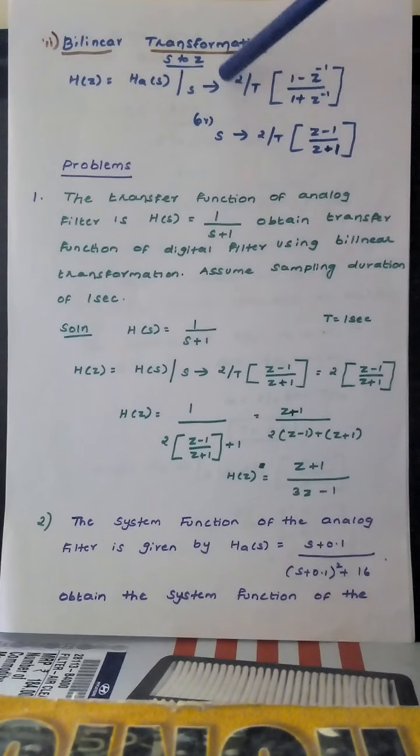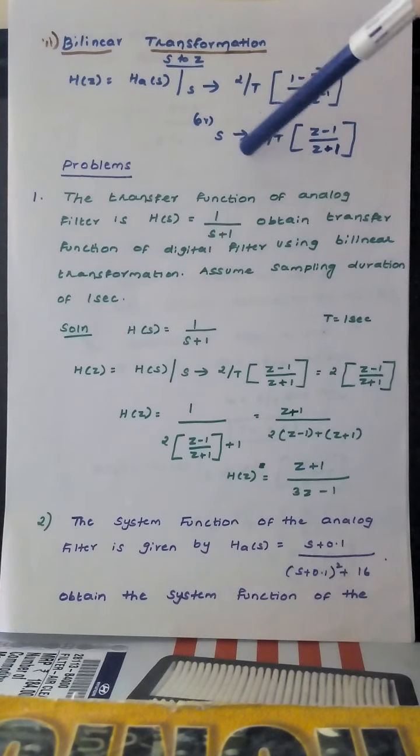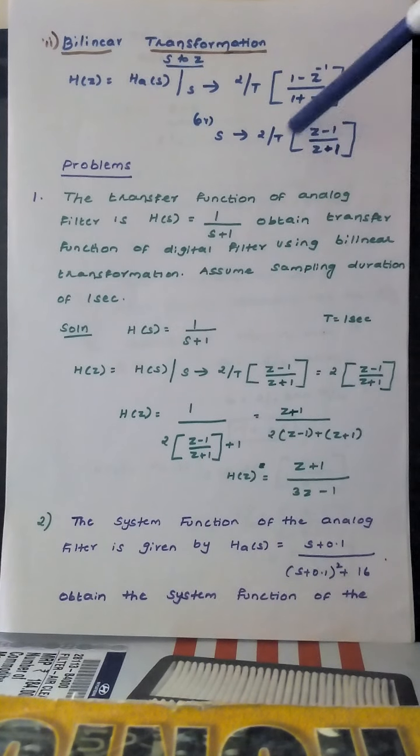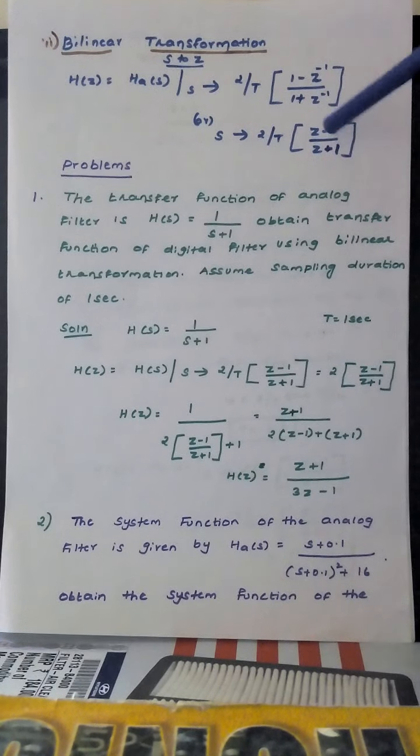That is, S will be replaced by 2 by T into (1 minus z to the power of minus 1) divided by (1 plus z to the power of minus 1), or we can write the S value will be replaced by 2 by T into (z minus 1) divided by (z plus 1). So using this transformation we can convert HA of S to H of Z. So we'll see the problem.